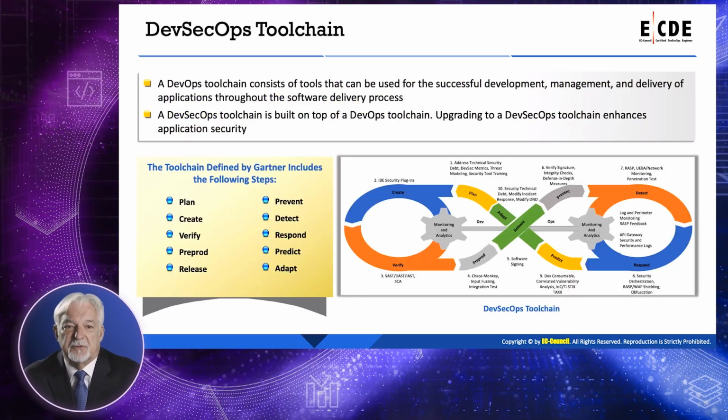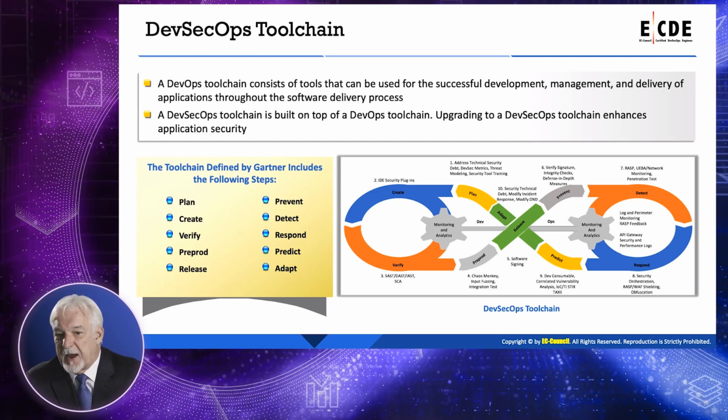Let's talk about the toolchain. A DevSecOps toolchain consists of tools that can be used for the successful deployment, management, and delivery of applications through the software delivery process. A DevSecOps toolchain is built on top of a DevOps toolchain. Upgrading to the DevSecOps toolchain enhances application security. The toolchain defined by Gartner includes the following steps: plan, create, verify, pre-production, release, prevent, detect, respond, predict, and adapt.